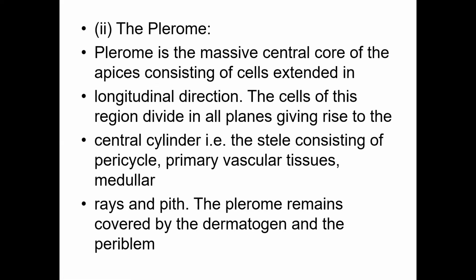Next is the plerome. It is the massive central core of the apices, which consists of cells extended in the longitudinal direction. The cells of this region divide in all planes and give rise to the central cylinder, that is the stele, with vascular bundles, consisting of pericycle, primary vascular tissues, medullary rays and pith. The plerome remains covered by the dermatogen and the periblem.